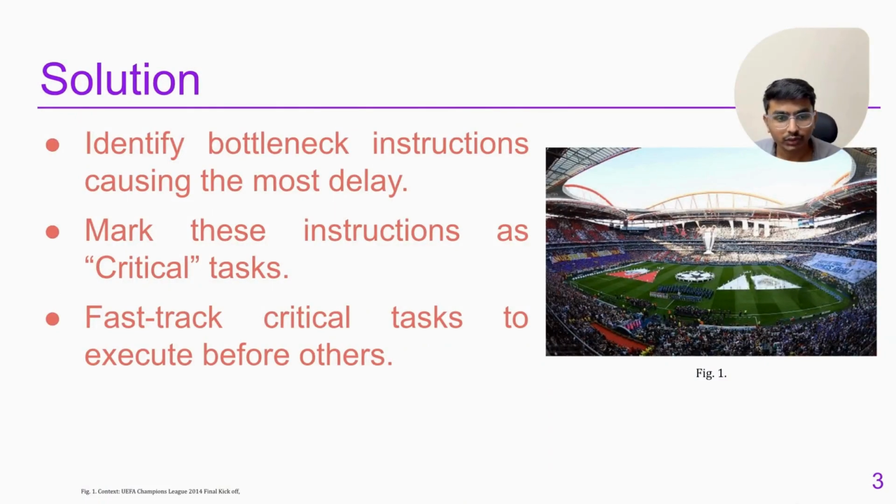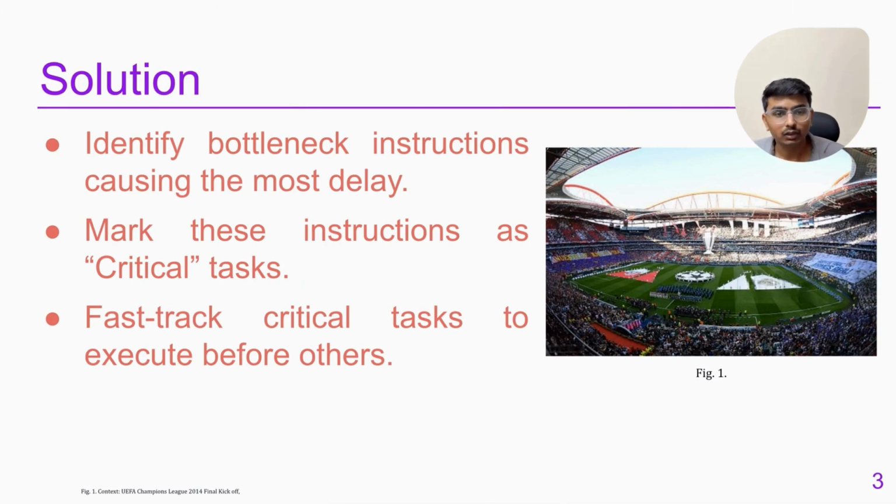To understand our solution, think of a high stakes football match like the Champions League final shown here. In a match, 90% of a game involves passing the ball around, but there are a few critical moments, a breakaway run or a corner kick that actually decides the outcome. Modern processors are the same. Most instructions are just passing the ball. However, bottleneck instructions are the ones that decide the performance of the system.